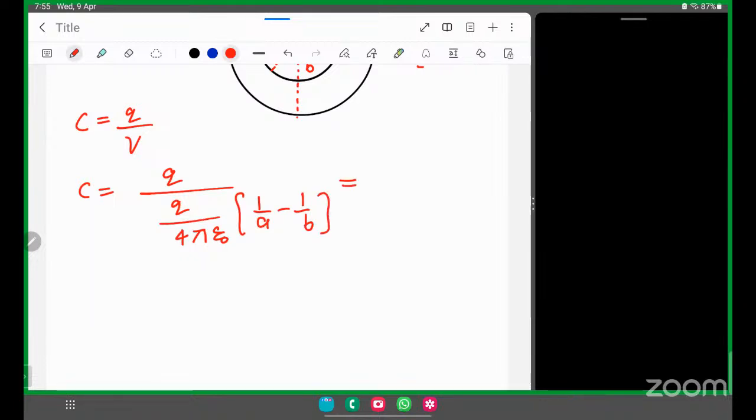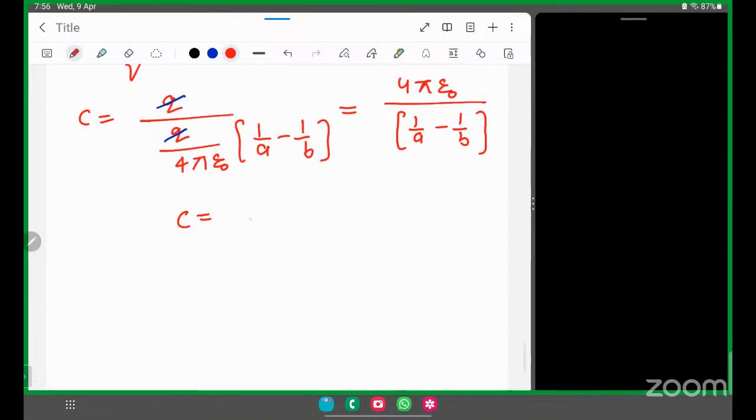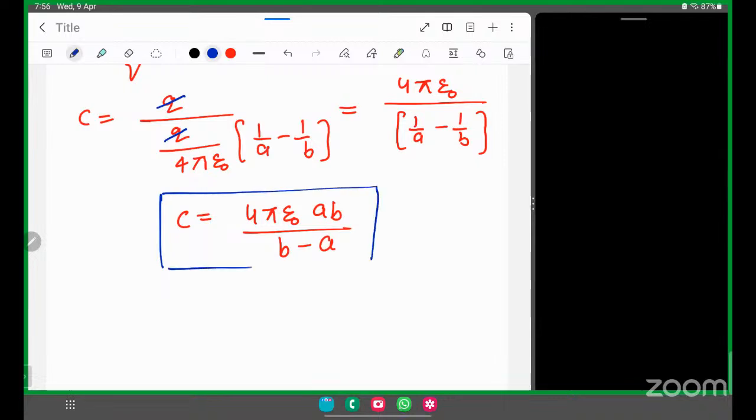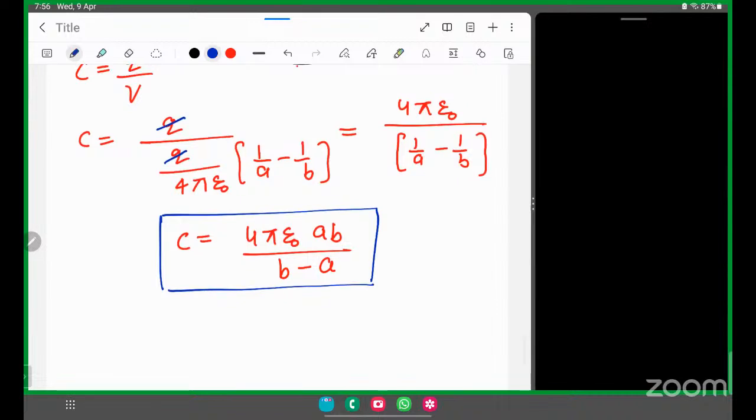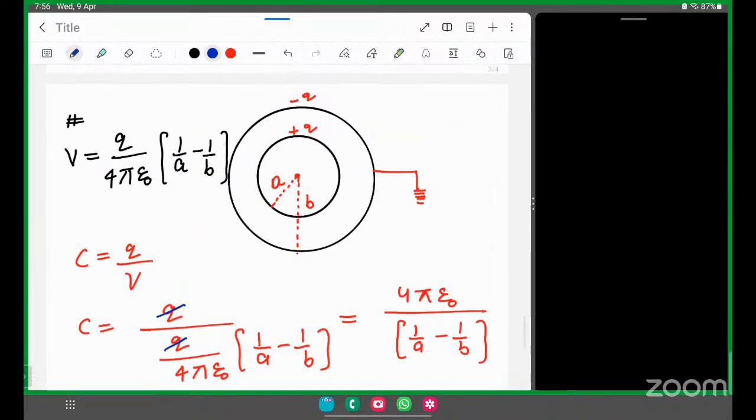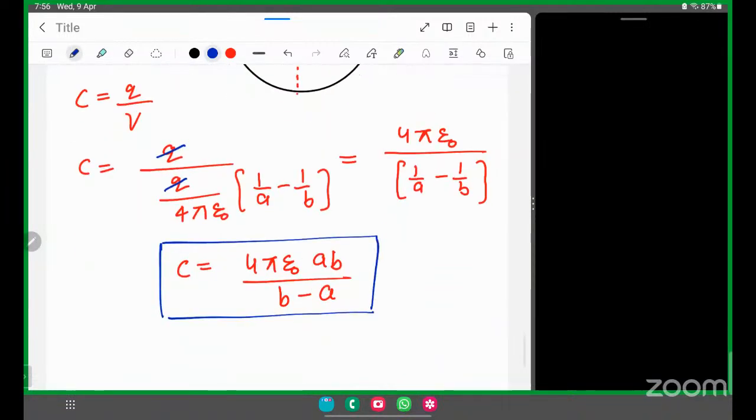So on simplification, the Q factor will cancel out, and we are left with 4 pi epsilon naught over 1 upon A minus 1 upon B. On simplification, it will give us 4 pi epsilon naught AB upon B minus A. So this is the formula for the capacitor which is formed by two spherical cells with radius A and B. Obviously, A is less than B. Understood?